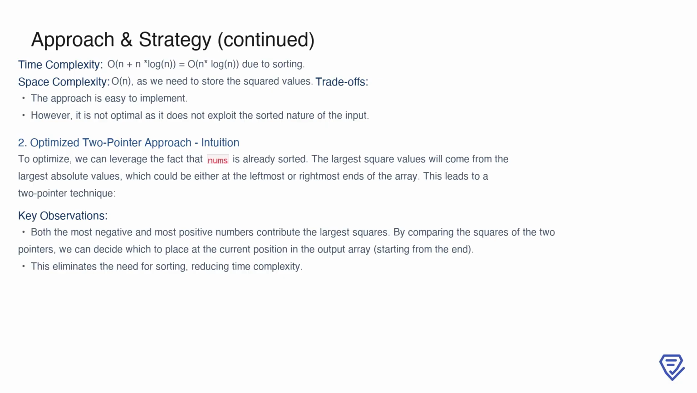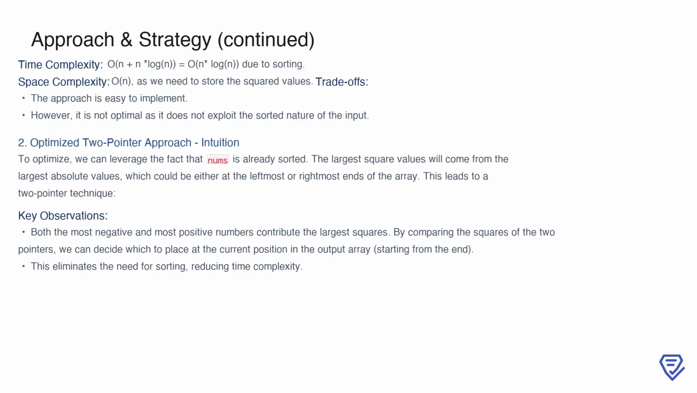Additionally, its space complexity is O(n), because we allocate space for the squared values. While the brute force approach is straightforward and easy to code, it is suboptimal because it fails to exploit the sorted nature of the input array. This leads us to consider a more efficient solution, the optimized two-pointer approach.